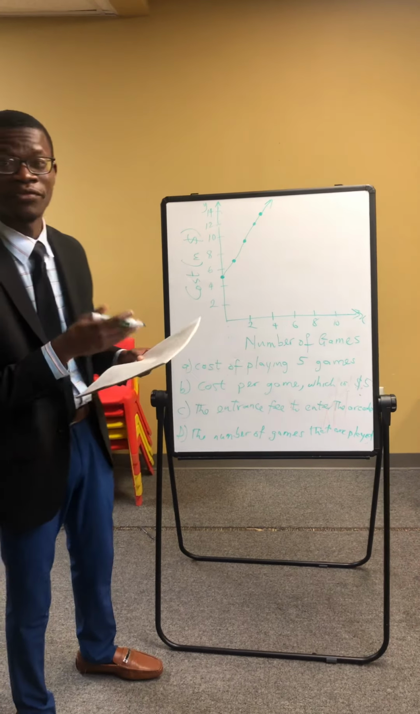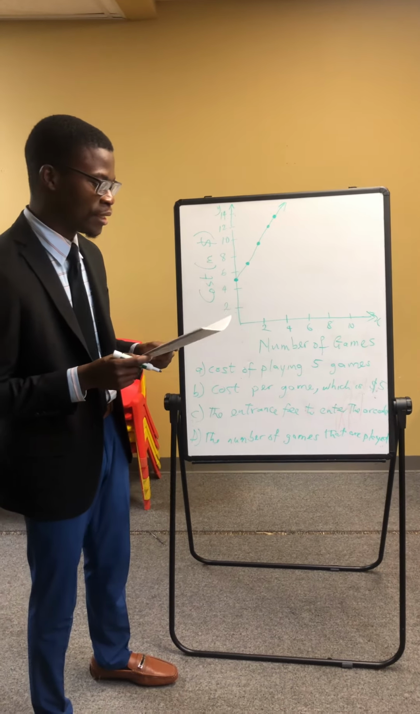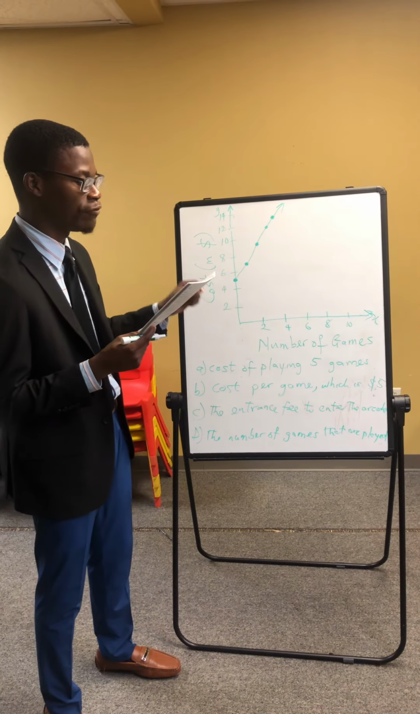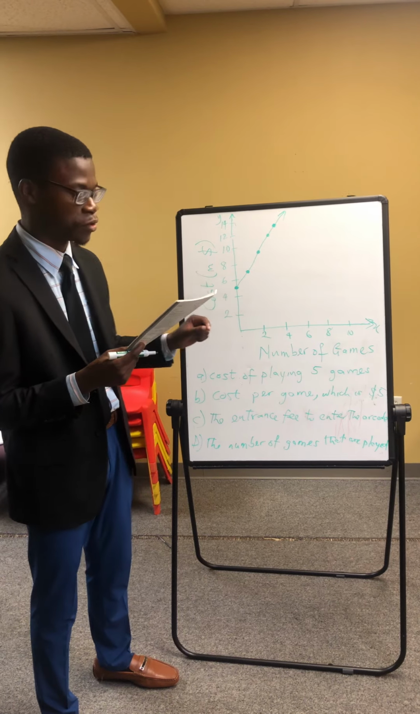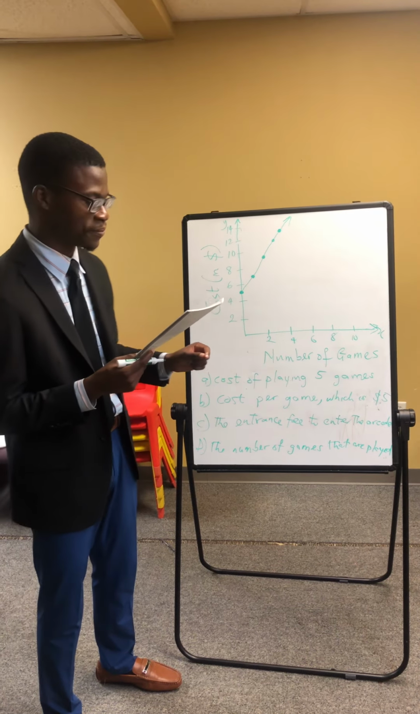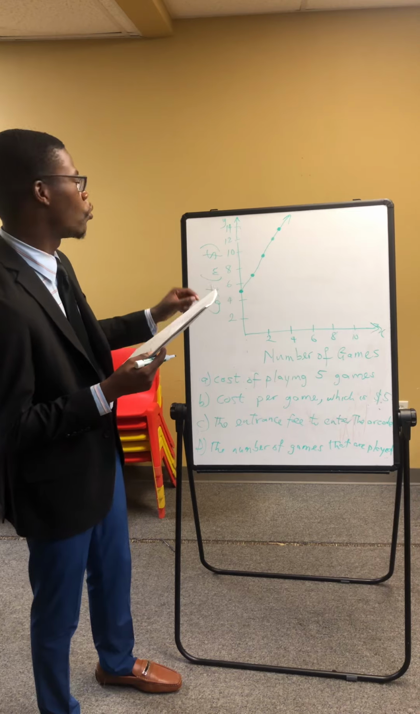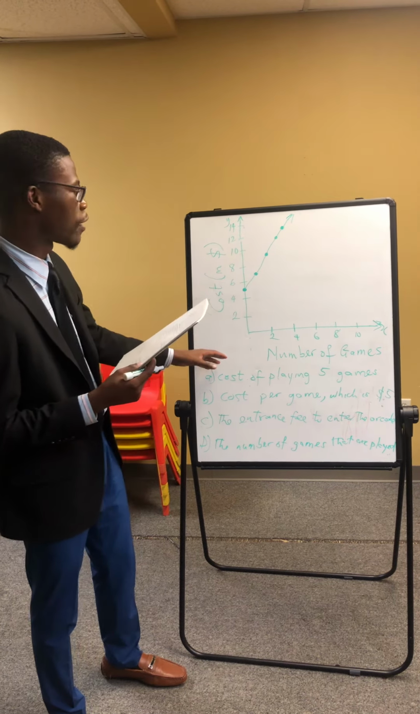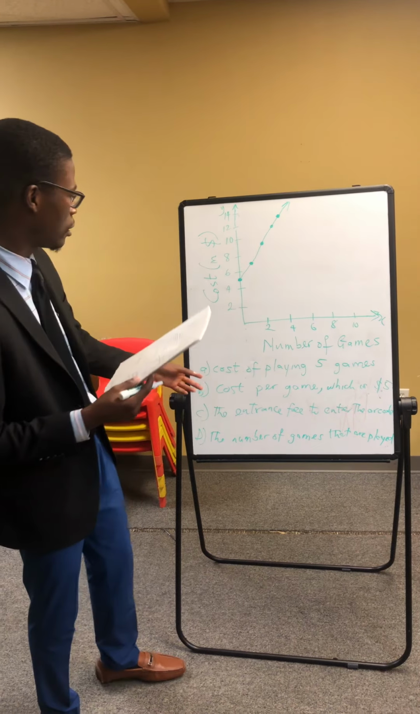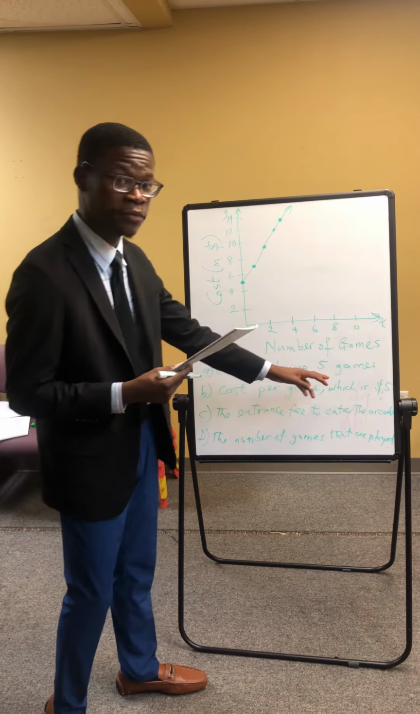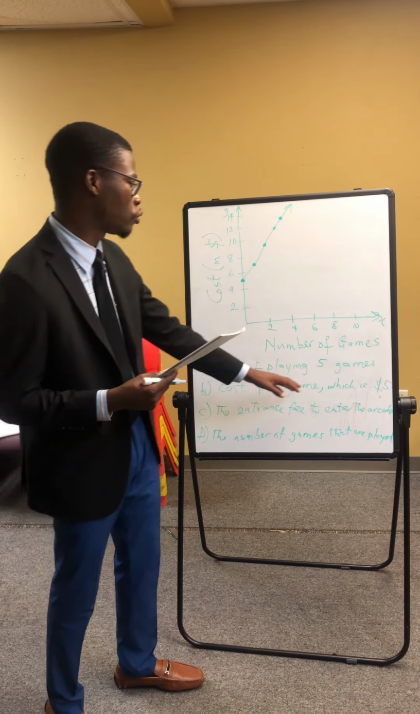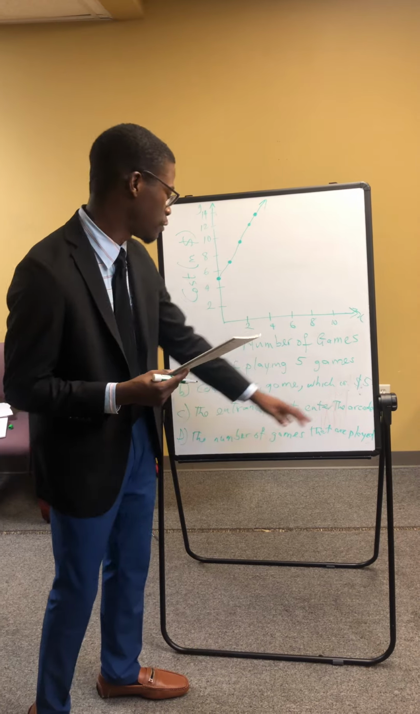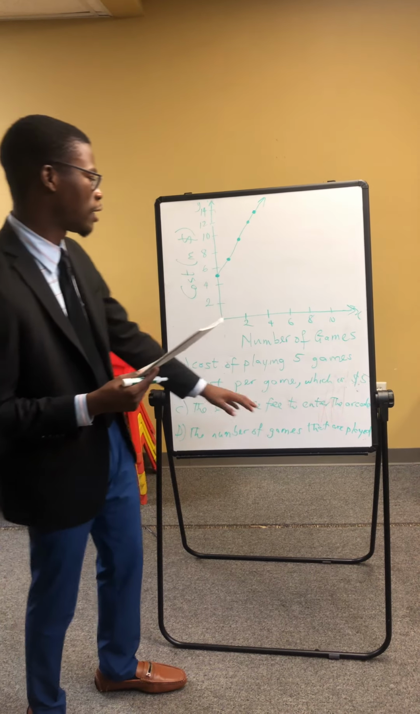So the question, let me read it from my notes here. It says the graph above shows the amount that a new high-tech video arcade charges its customers. For you guys that like games, what could the y-intercept of this graph represent? So we have the graph here, and the options are A, cost of playing 5 games, B, cost per game, which is $5, C, the entrance fee to enter the arcade, and D, the number of games that are played.